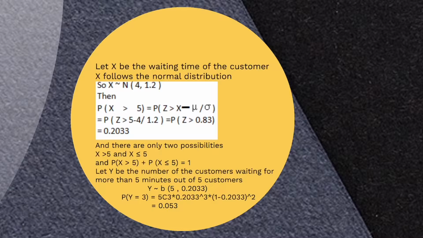Let y be the number of the customers waiting for more than 5 minutes out of 5 customers. And then y follows the binomial distribution, and 0.2033 can be applied to this condition. So the probability of y equals to 3 is 5c3 multiply 0.2033 cubed multiply (1 minus 0.2033) squared, and equals to 0.053.